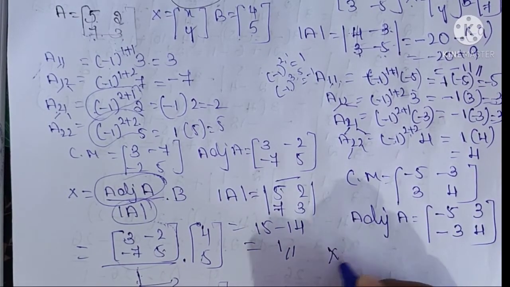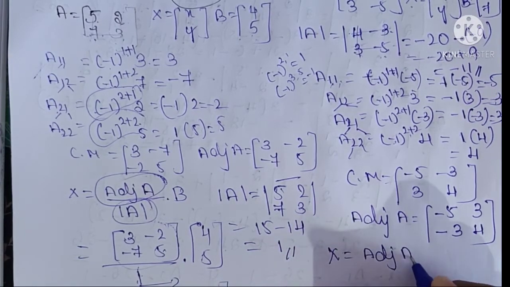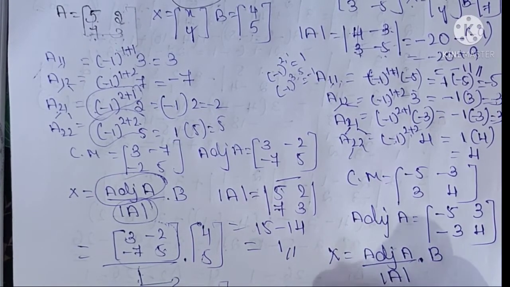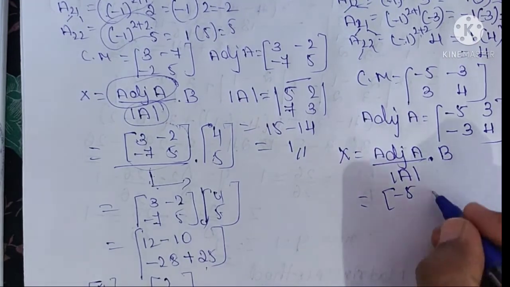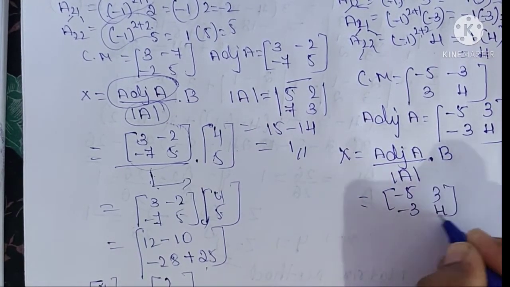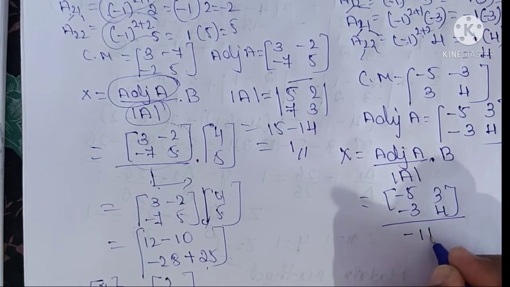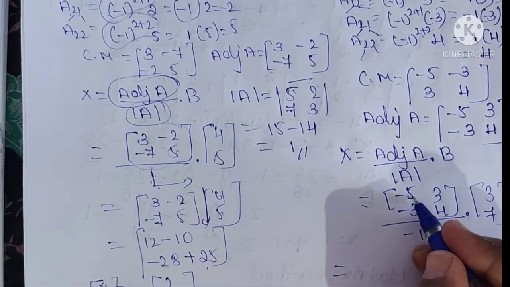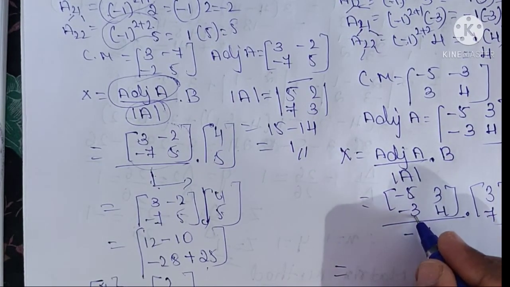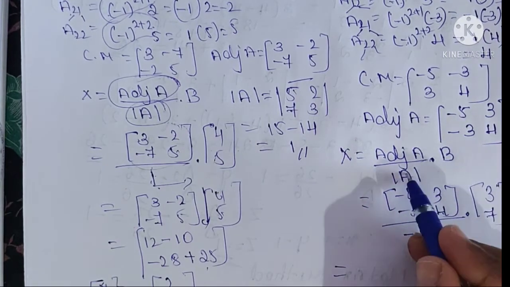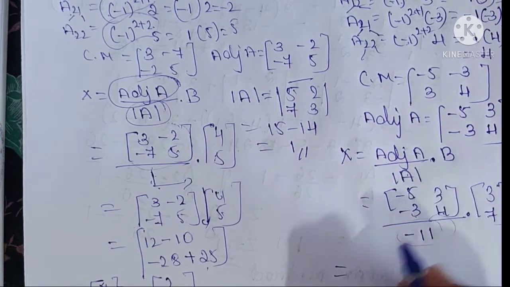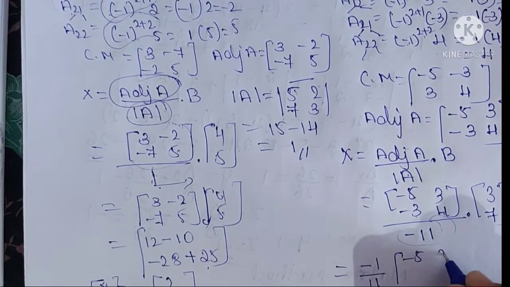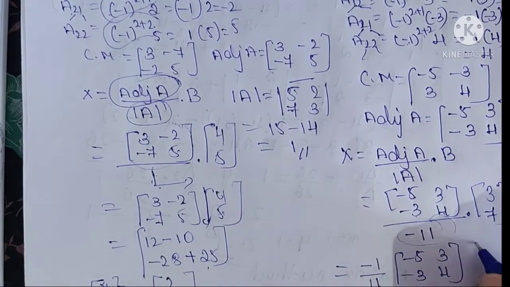Now, x is equal to adjoint of A divided by determinant of A, into B. Adjoint of A is minus 5, 3, minus 3, 4, divided by the determinant of A value, minus 11, into the B value 3, 7. This we can also write as minus 1 divided by 11, into minus 5, 3, minus 3, 4, into 3, 7.